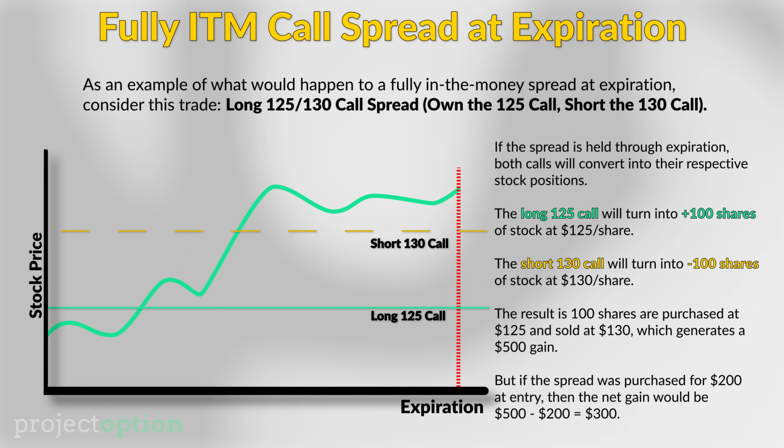So basically what will happen if the 125, 130 call expires in the money, I'll buy 100 shares at 125 and I will simultaneously sell those shares at 130, and basically I will make $500 on that difference because I will buy 100 shares at 125 and I will sell those 100 shares at 130, pocketing the $500 gain on that transaction. But if I paid $250 for the spread when I entered the trade, my net profit would be $250 in that particular example.